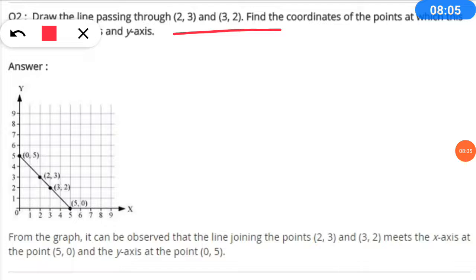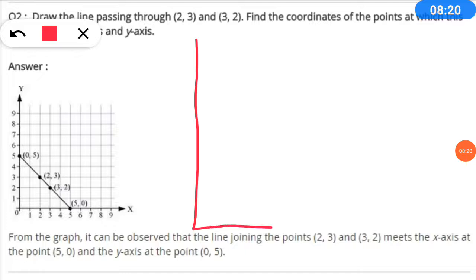Find the coordinates of the point at which this line meets. That means you have to find a particular line, okay, where the x-axis and y-axis are going to meet. So as we are having a graph here, we will draw one more graph and I will explain to you. So this is the x-axis and, as you know, this will be the y-axis.